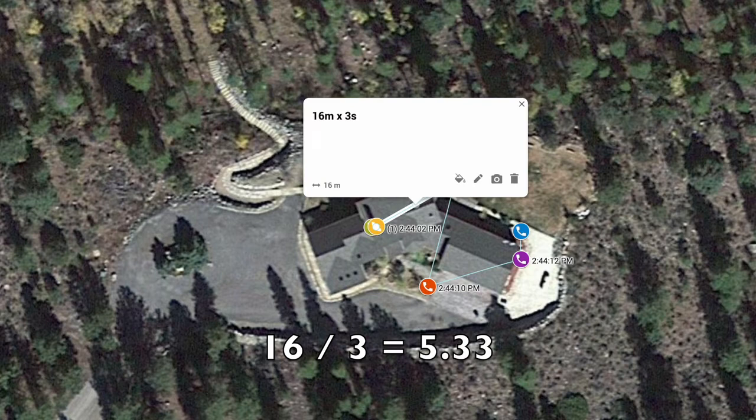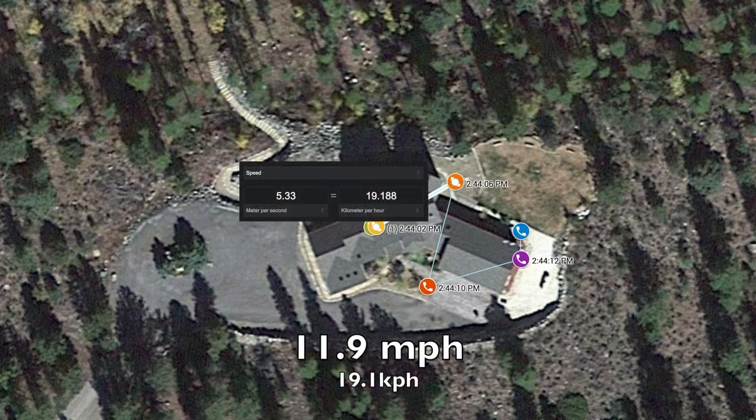So, to calculate how much distance was travelled in 1 second, we take the 16 metres and we divide it by 3 seconds, which gives us 5.33 metres travelled in 1 second. Next, we plug it into the Google converter and we end up with 19.1 kilometers per hour, or for Americans, 11.9 miles per hour. Which means that yes, he would have to be running flat stick, but it doesn't mean it's impossible. And if it's an open plan living kind of house, then there is no walls to run through.